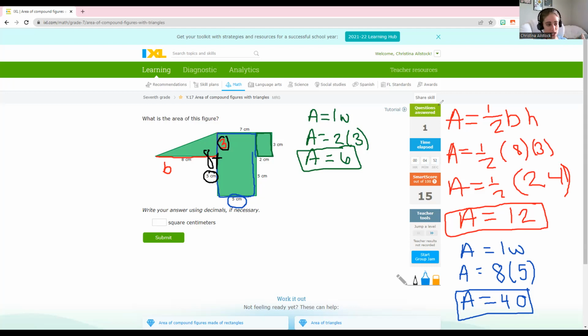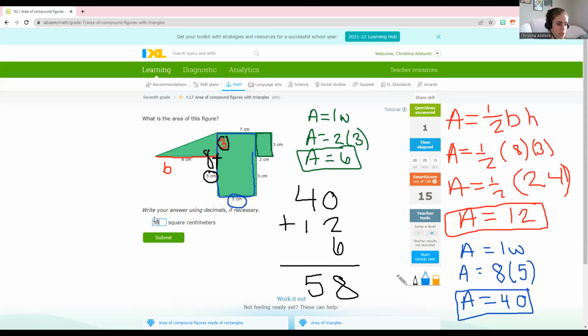Now that we know the area of all 3 of our separate shapes, they're compounded together, they're combined together. Let's add them all up. So 40 plus 12 plus 6 gives us an area of 58. So our answer is an area of 58 square centimeters.